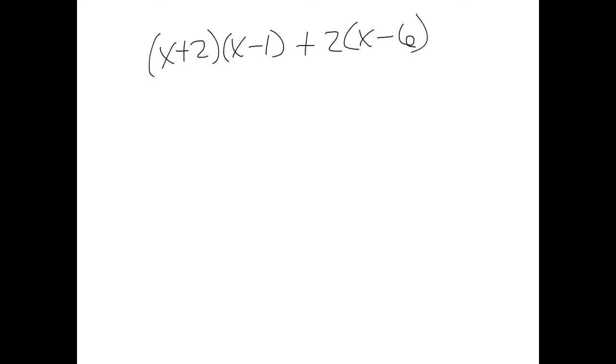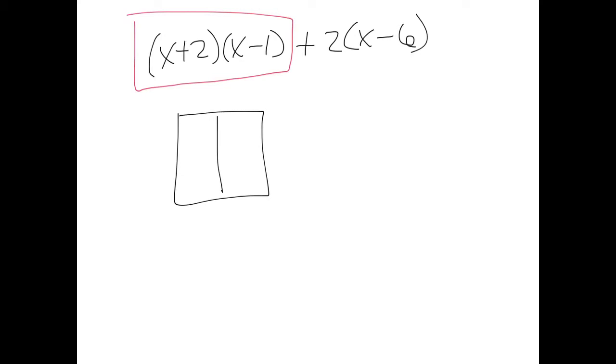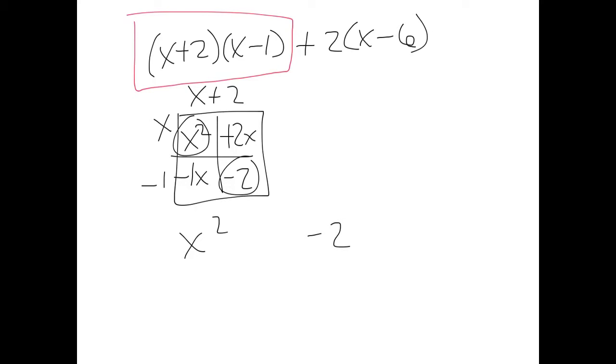Alright. A lot of these problems come in the middle of a more complicated problem. So you might see something like this: x plus 2 times x minus 1, plus 2 times x minus 6. What you have to be able to do is see, alright, that's a box method problem there. So I'm going to come down here to the side and take care of that. X plus 2 and x minus 1. X times x is x squared. X times 2 is positive 2x. Negative 1 times x is negative 1x. Negative 1 times 2 is negative 2. So this is the front part of the answer, x squared. This is the back part of the answer. Combine these two. Negative 1 plus 2 is positive 1x.